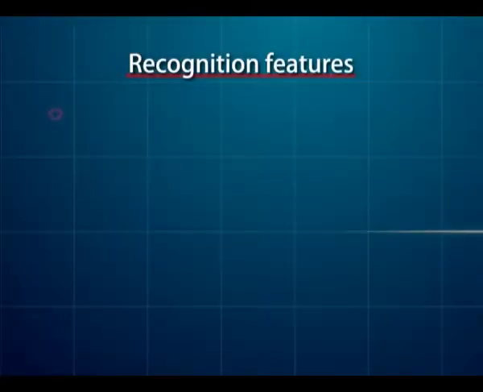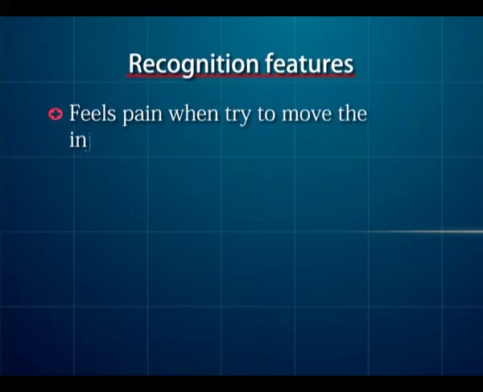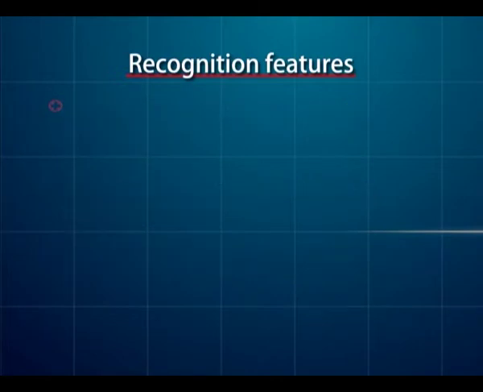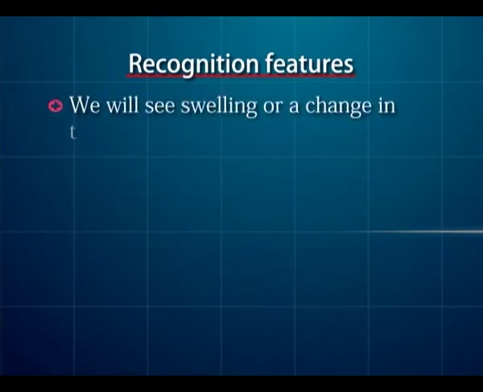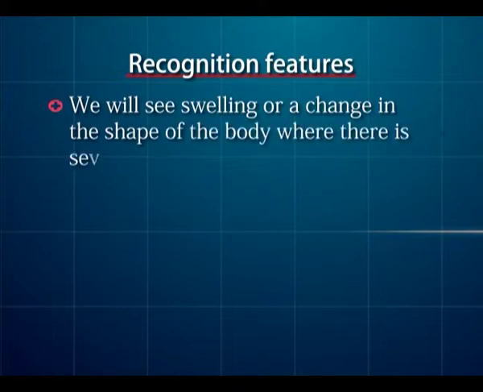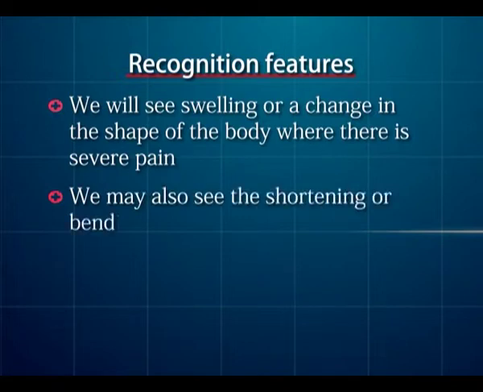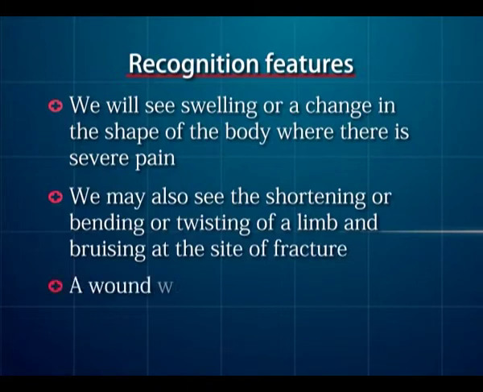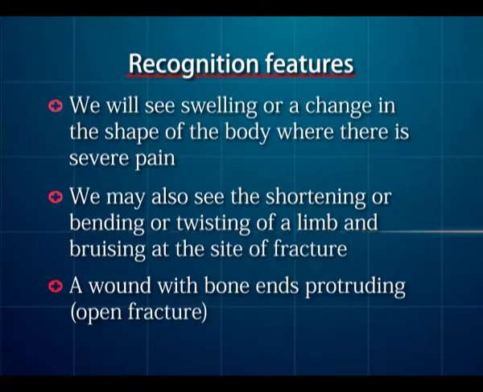Recognition: fissures. The casualty feels pain when trying to move the injured part. Feels pain when we gently press the injured part. He will not be able to move the injured part at all. And we will see swelling or a change in the shape of the body where there is severe pain. We may also see the shortening or bending or twisting of a limb and bruising at the site of fracture. A wound with bone ends protruding, which we will refer to as an open fracture.